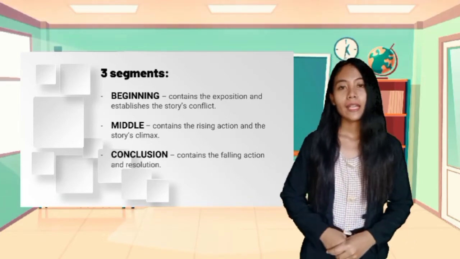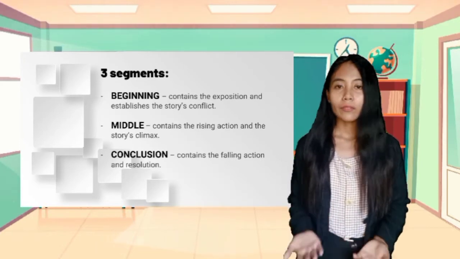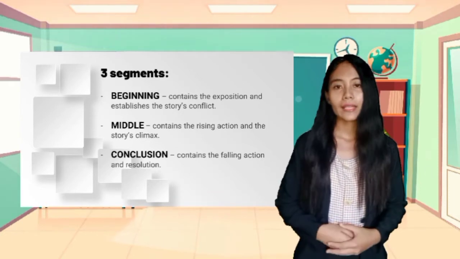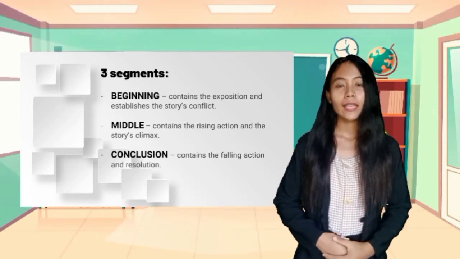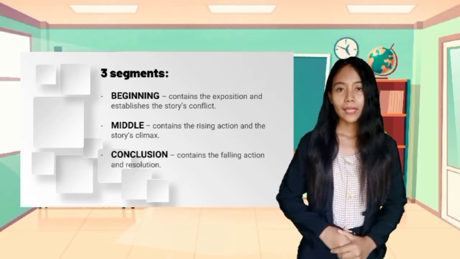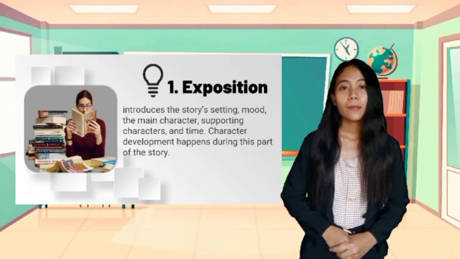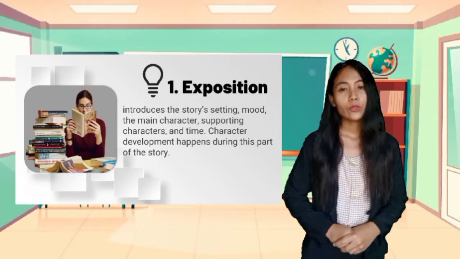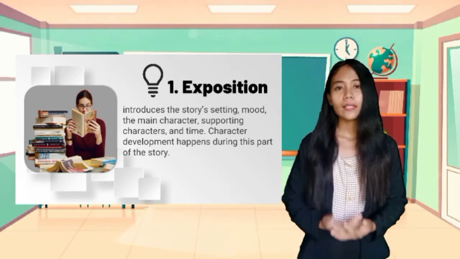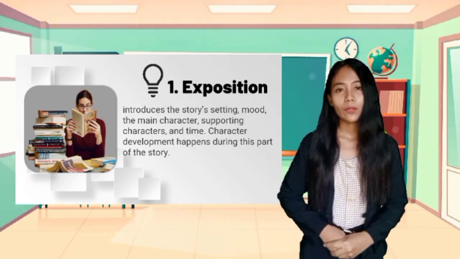For its beginning, it contains the exposition and establishes the story's conflict. In the middle, it contains the rising action and the story's climax. And for the conclusion, it contains the falling action and the resolution. So the first element is the exposition. Exposition, of course, is the beginning part of the story. It introduces the story setting, the mood, the main character, the supporting characters, and time. Character development happens during this part of the story.